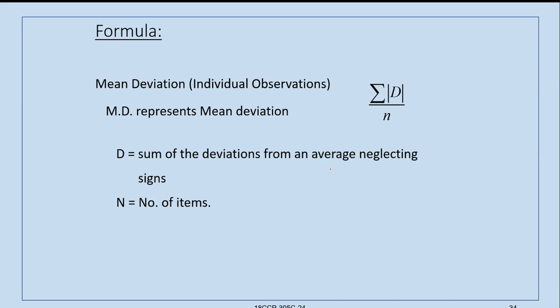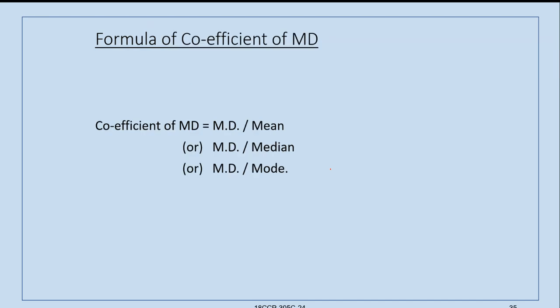The formula is sigma modulus d by n, where d is equal to the sum of the deviations from an average neglecting signs. Neglecting means ignoring signs. N is the number of items. Coefficient of mean deviation is mean deviation by mean, or mean deviation by median, or mean deviation by mode.